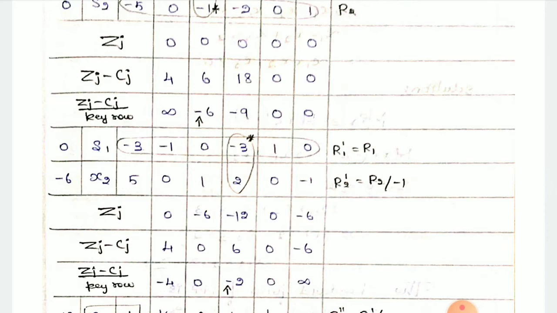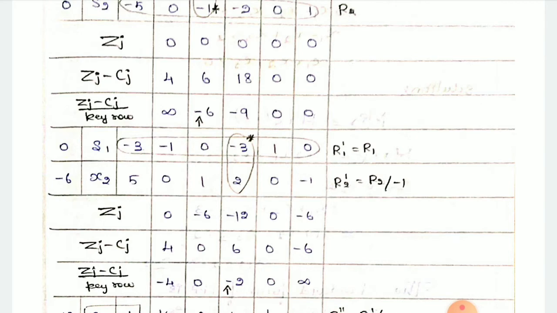So 5, 0, 1, 2, 0, minus 1. R1 dash is equal to R1 because that value will be 0, so we have to write as it is. So R1 dash is equal to R1 means minus 3, minus 1, 0, minus 3, 1, 0. Now we have to find out Zj value.